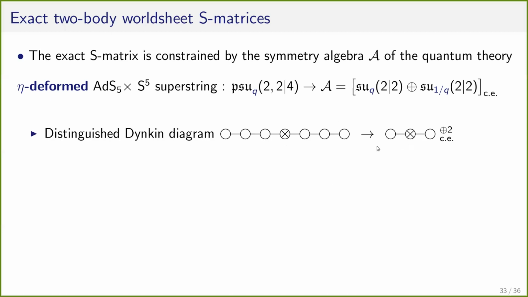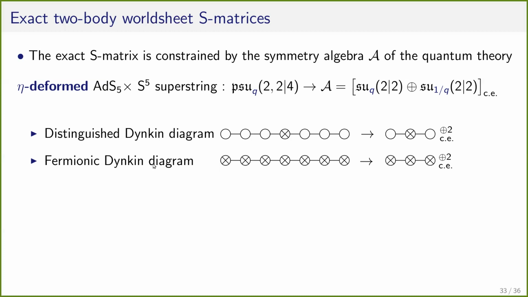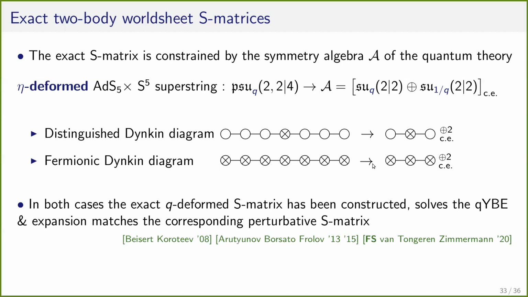In the case of the distinguished Dynkin diagram, the symmetry breaking pattern is the following. You have the distinguished Dynkin diagram of PSU(2,2|4), and you also need to consider the q deformation of su(2|2) that is based again on the distinguished Dynkin diagram of su(2|2). And similarly for the fermionic Dynkin diagram, let's analyze the symmetry breaking pattern, and it is the following. In both cases, you can use the symmetries, so this su_q(2|2) plus su_{1/q}(2|2), in order to construct the exact q deformed S matrix, and you can show that in both cases it solves the quantum Yang-Baxter equation. And furthermore, you need to check that indeed what you're doing makes sense, and the expansion should match the corresponding perturbative S matrix, and this is indeed the case.